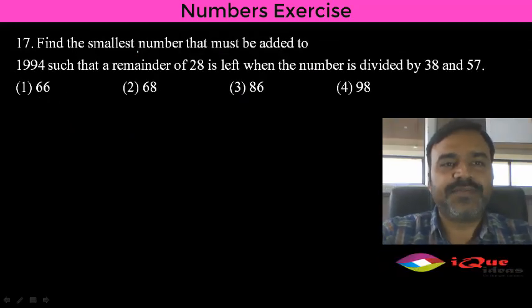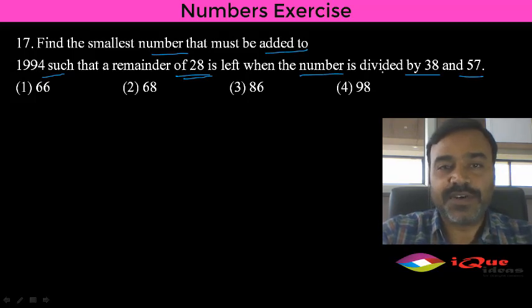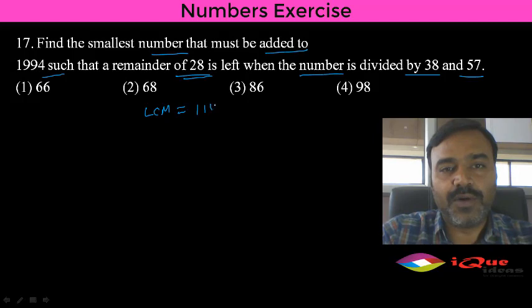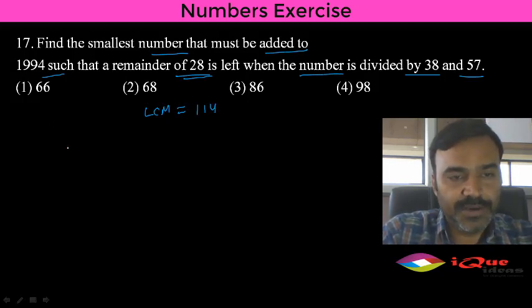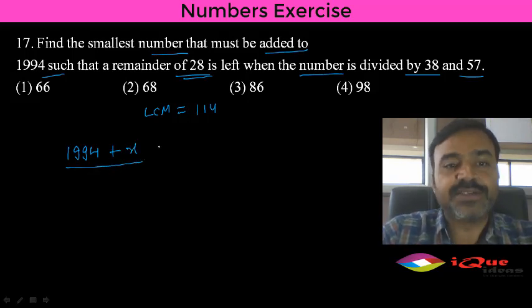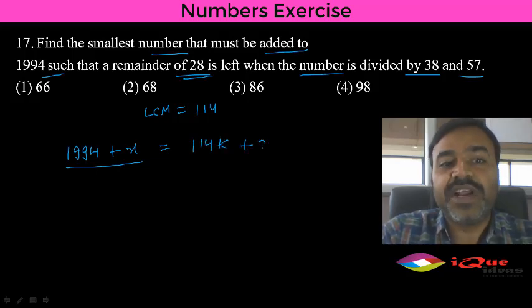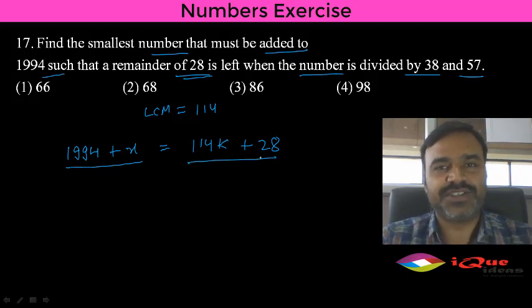Now the next question, it says find the smallest number that must be added to 1994 such that the remainder of 28 is left when the number is divided by 38 and 57. So first let's take LCM. LCM of 38 and 57 will be 114. Now what is the question asking? 1994, in this we have to add a number, let's say x. This 1994 plus x should be such a number that when we divide it by 114, we get some multiple of 114 and the remainder of 28. That is what the question is saying.